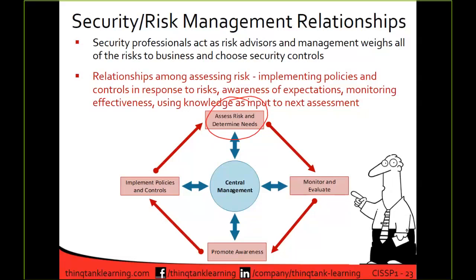Implement your policies and controls, right? Promote awareness, monitor, and evaluate. I think the arrows are in the wrong direction there, but you get the idea, right? I define what my risk is, determine what my needs are to mitigate that risk, or transfer the risk, or accept the risk, whatever it is. I implement my controls and policies.